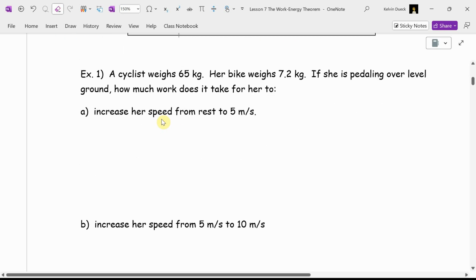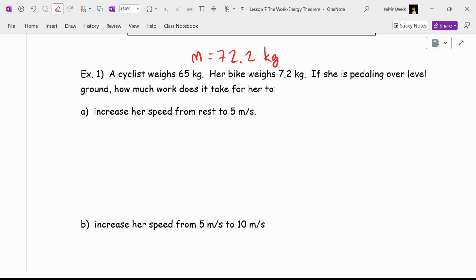It says this, example 1. A cyclist weighs 65 kilograms. Her bike weighs 7.2 kilograms. I'm going to pause and say, I guess that means m is 72.2 kilograms. I added them together and wrote that so I wouldn't accidentally use the 65 just because I wasn't paying attention. If she's pedaling over level ground, and underline level ground, that's going to be helpful.